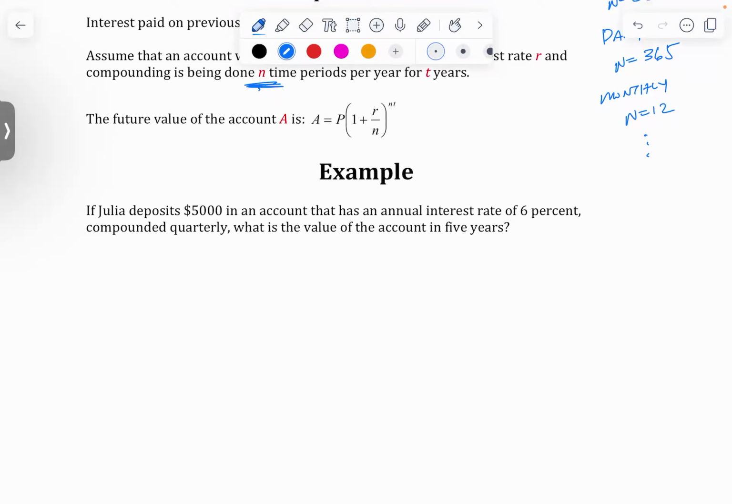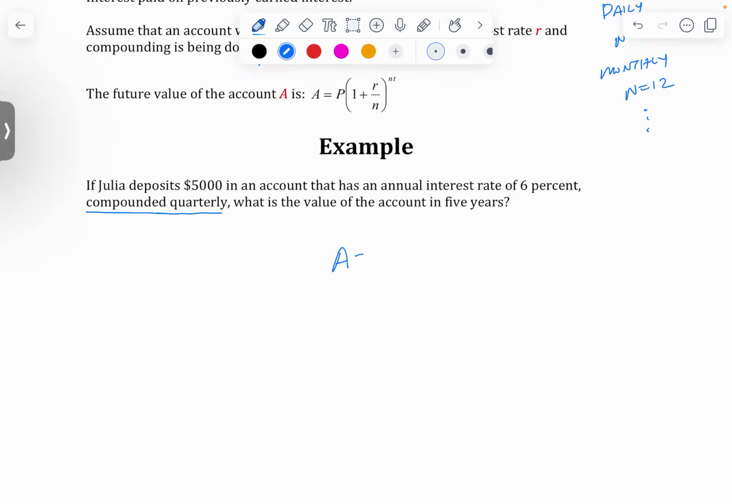So if Julia deposits $5,000 in an account that has an annual interest rate of 6% compounded quarterly, what is the value of the account in 5 years? Compounded. As soon as it mentions compounded, that should indicate one of our compound formulas, not the simple interest formula. What indicates this one particularly is compounded quarterly. When it represents a number of times compounding per year, that's this formula. So that tells me A equals P times (1 plus R over N) to the NT.